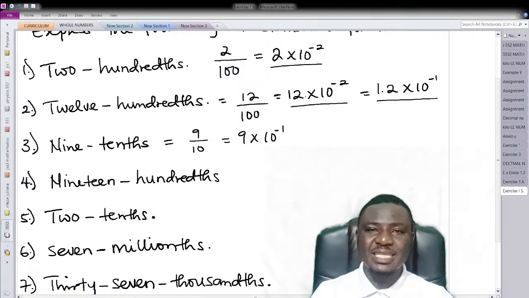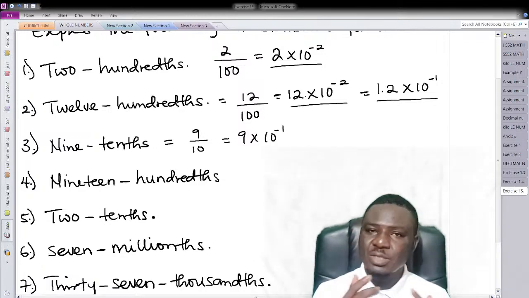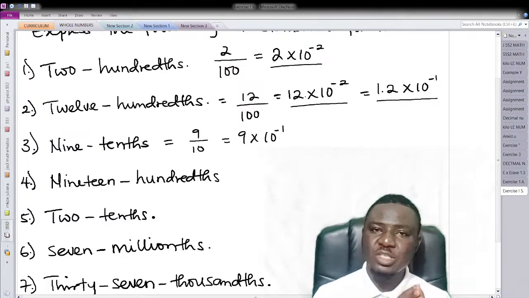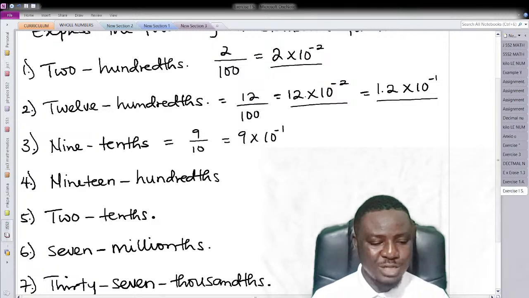Operations on numbers in standard forms, where we shall be looking at multiplication of numbers in standard form, addition of numbers in standard form. How do you add two numbers in standard form? We shall look at it. We shall look at their multiplications. We shall look at subtractions and divisions. So that brings us to the end of today's class.